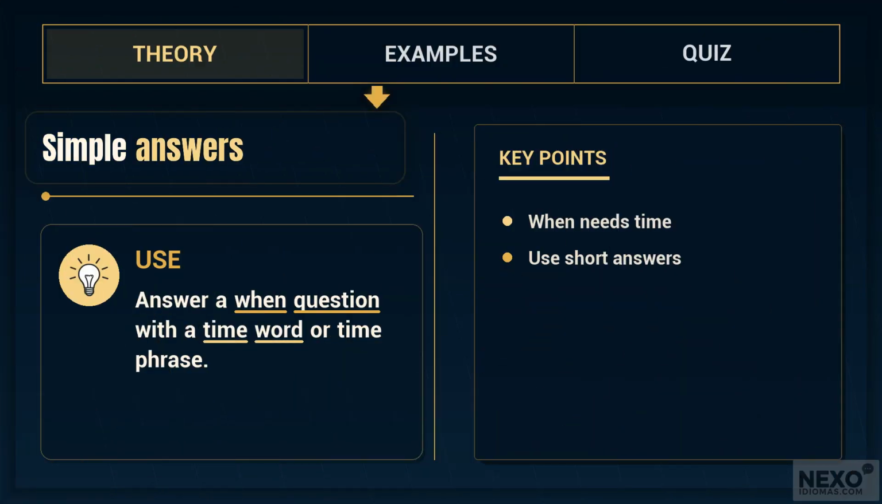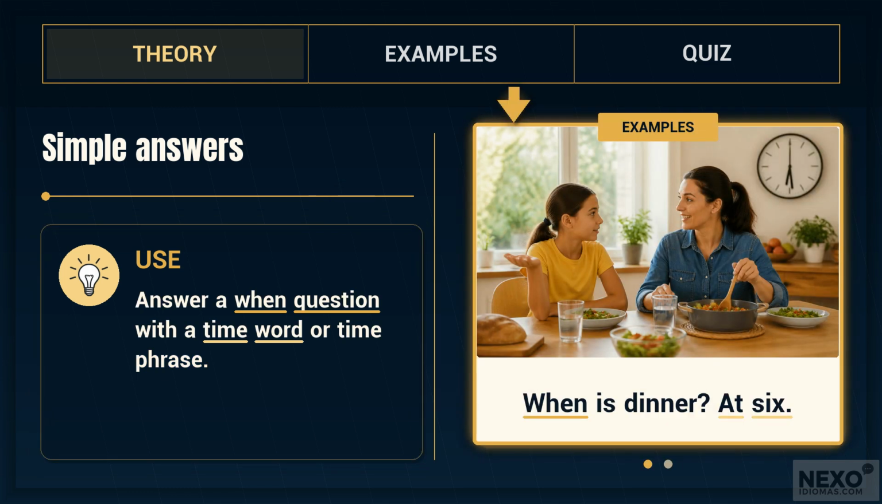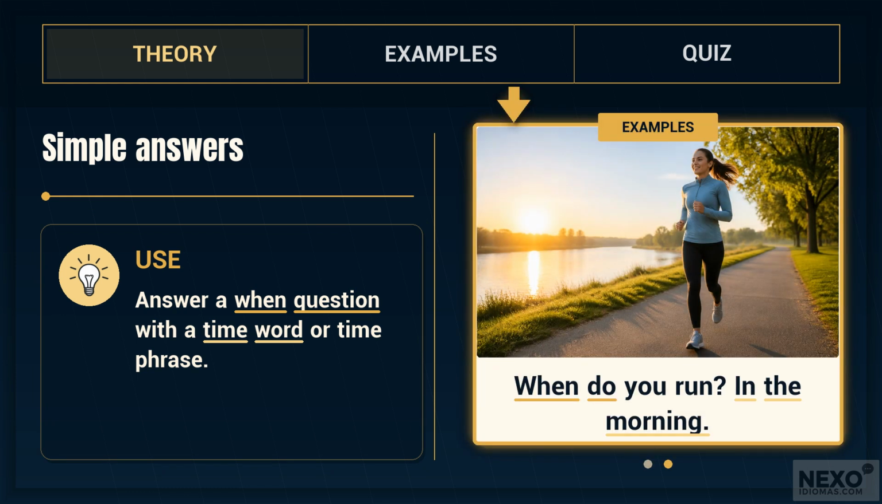Simple answers. Answer a when question with a time word or time phrase. Example. When is dinner? At 6. Example. When do you run? In the morning.